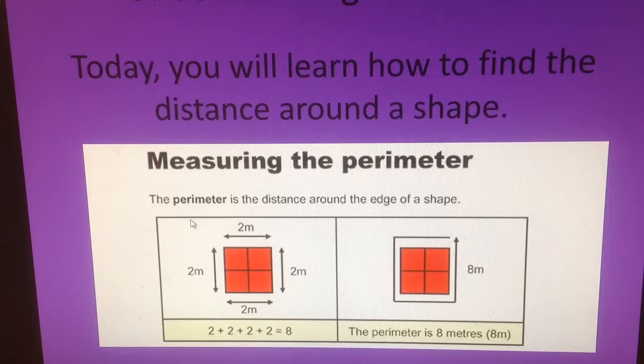That's what perimeter is. Here's a shape. This red box is a shape altogether. We know it's 2 meters across, 2 meters up and down, 2 meters across, and 2 meters up and down. To find how long it is all the way around the edge of the shape, we just add 2 plus 2 plus 2 plus 2. We know it's 8 meters across, or 8 meters around, I should say.